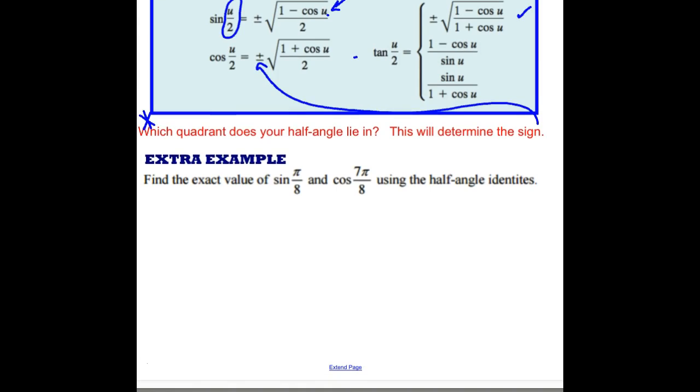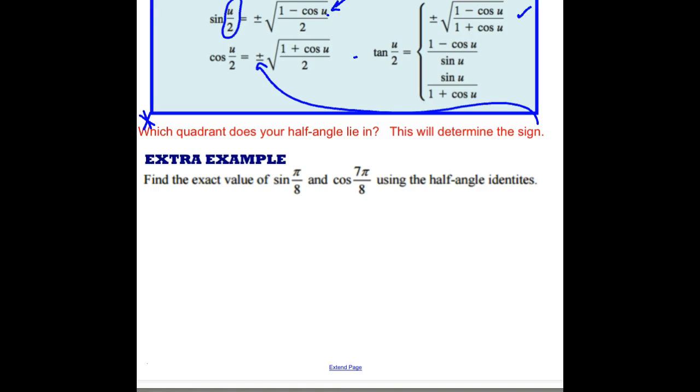So first one, it says we want to find the exact value. So you're not pulling out a calculator at all. It says find the exact value of the sine of pi over 8 and the cosine of 7 pi over 8. Are those ones that are on our unit circle that we know coordinates for? No. But they're related to which one? They're half of a pi over 4, right? Pi over 8 is half of pi over 4. And we know coordinates for those. So we can use our half angle ones to convert this.